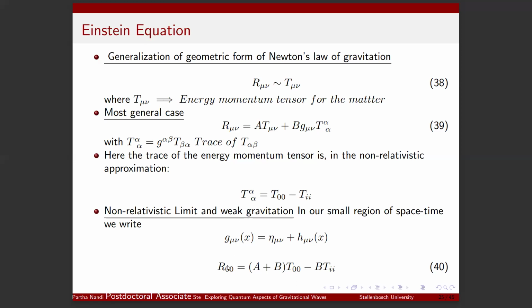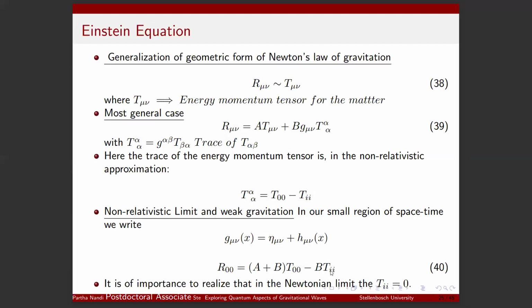So the zeroth component is just R00. And one can immediately observe this right-hand side can be rewritten in the following fashion, because this second term provides us T00. Also the first term provides the T00. So one can club together, and you observe that the spatial sector gives rise to this second term with minus B T ii.